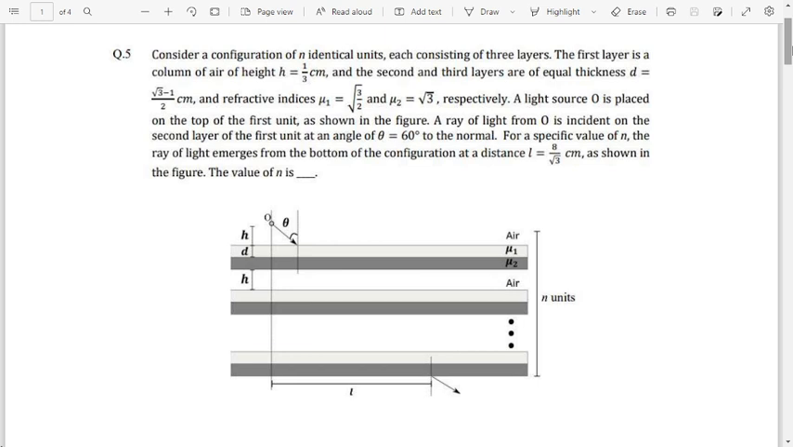Also, this was based on +3 -1 marking scheme, and this was an integer type question. That means the answer to this question was a single digit integer. If you get this right, then you get +3. If you get this wrong, you get -1. If you leave this question, then you get 0. So let's see this question.